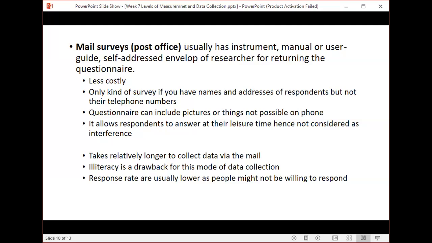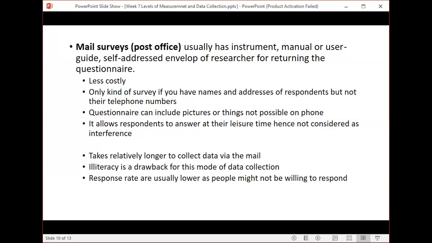We are saying that it is less costly, and it is the only kind of survey you can use if you have names and addresses of the respondents and not their telephone numbers, right? And then questionnaires can include pictures, things that you can't do on the phone with the telephone interview. So you can add exhibits and still mail all of them together, right? It allows respondents to answer at their leisure time. So when you post it and they receive it, maybe on their weekends when they are free, they can take it, answer, and then send it back to you.